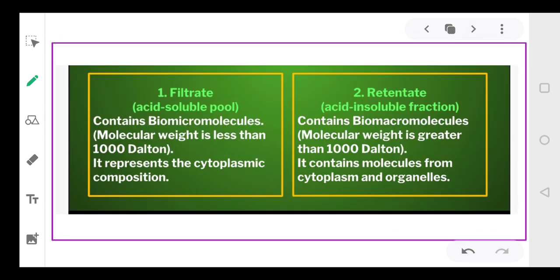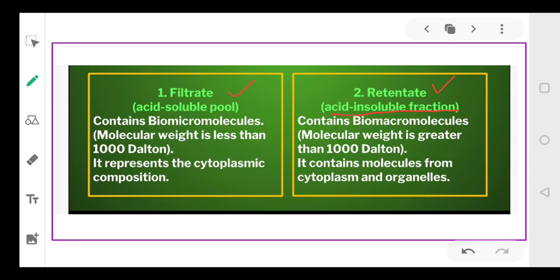Okay, so now I have got the two parts, the filtrate and the retentate. The filtrate is also called the acid soluble pool, because the things which are soluble in acid will easily pass through the cotton or your cheesecloth and will be found in the filtrate. Second, the retentate, which is unable to filter itself through the cheesecloth or the cotton, is referred to as the acid insoluble fraction. So filtrate is basically your acid soluble fraction and retentate is the acid insoluble fraction.